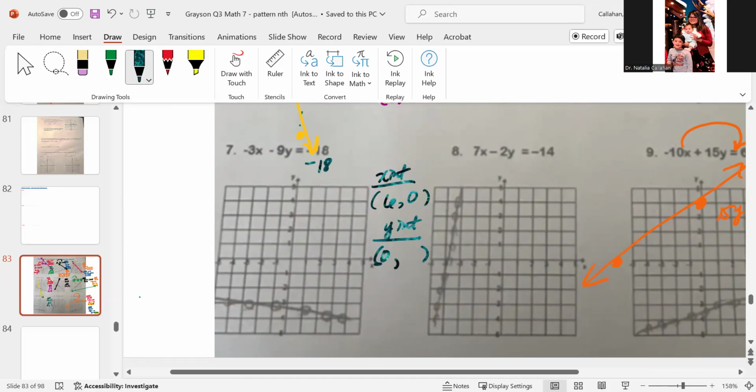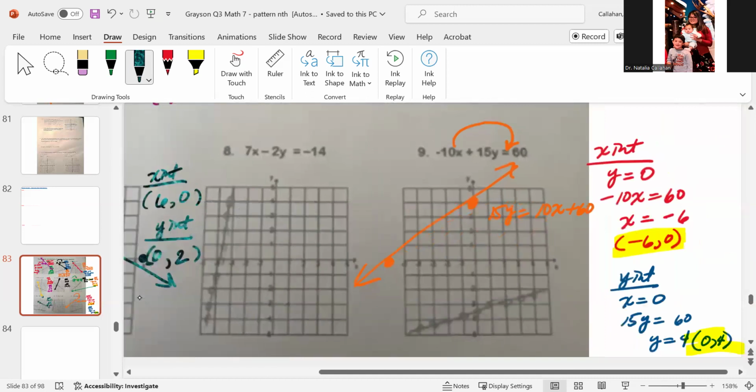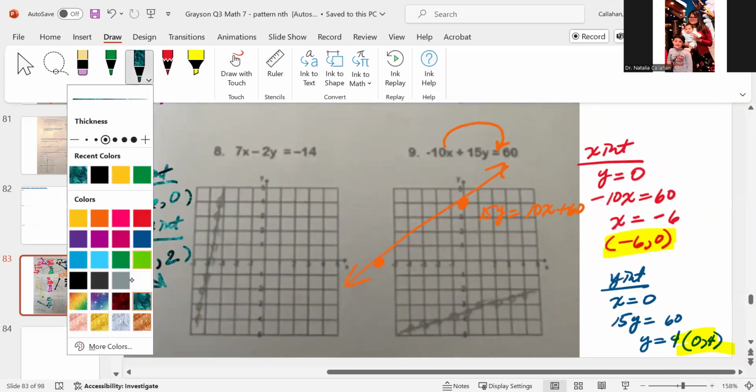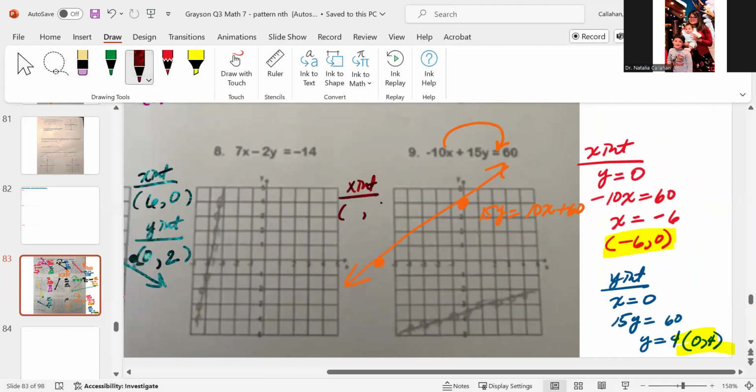What's your y-intercept? 0 and 2. Number 8. I want you to redo it. I want you to go ahead and write it down correctly. What's your x-intercept? What's your y-intercept?